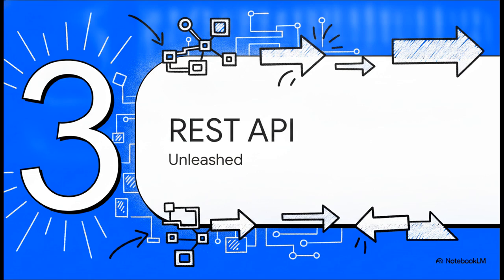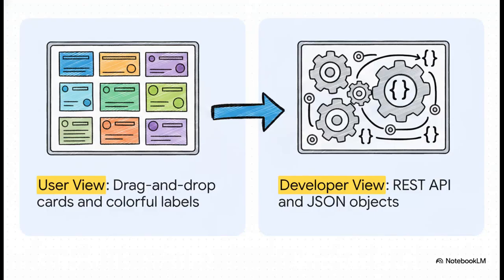Which brings us to Section 3, Unleashing the REST API. This is where things get really cool. We're bridging the gap here. On one side, you have the user view, the drag and drop cards, the colorful UI labels. But on the exact opposite side, you have the developer view, a whole world of REST APIs, JSON objects, and GET input requests.